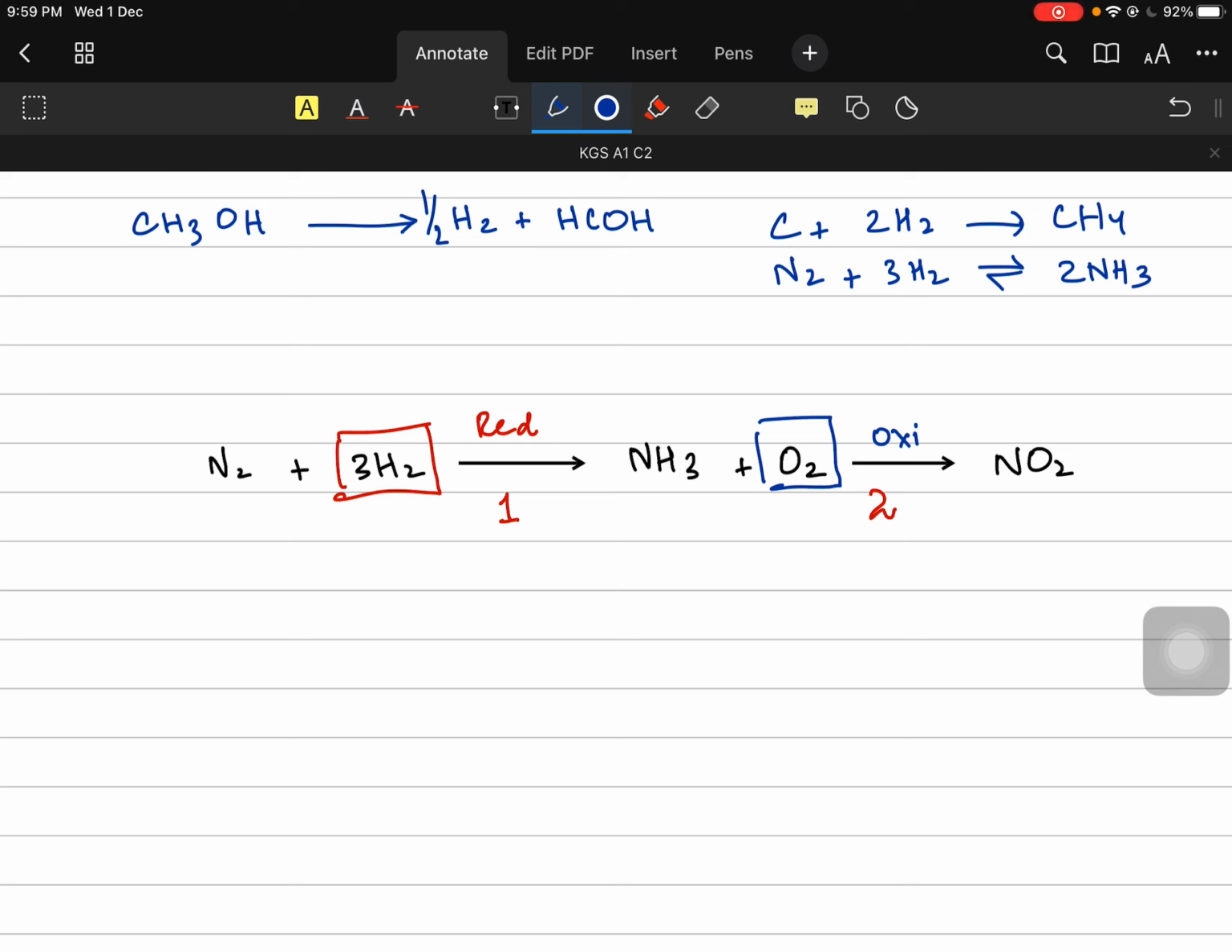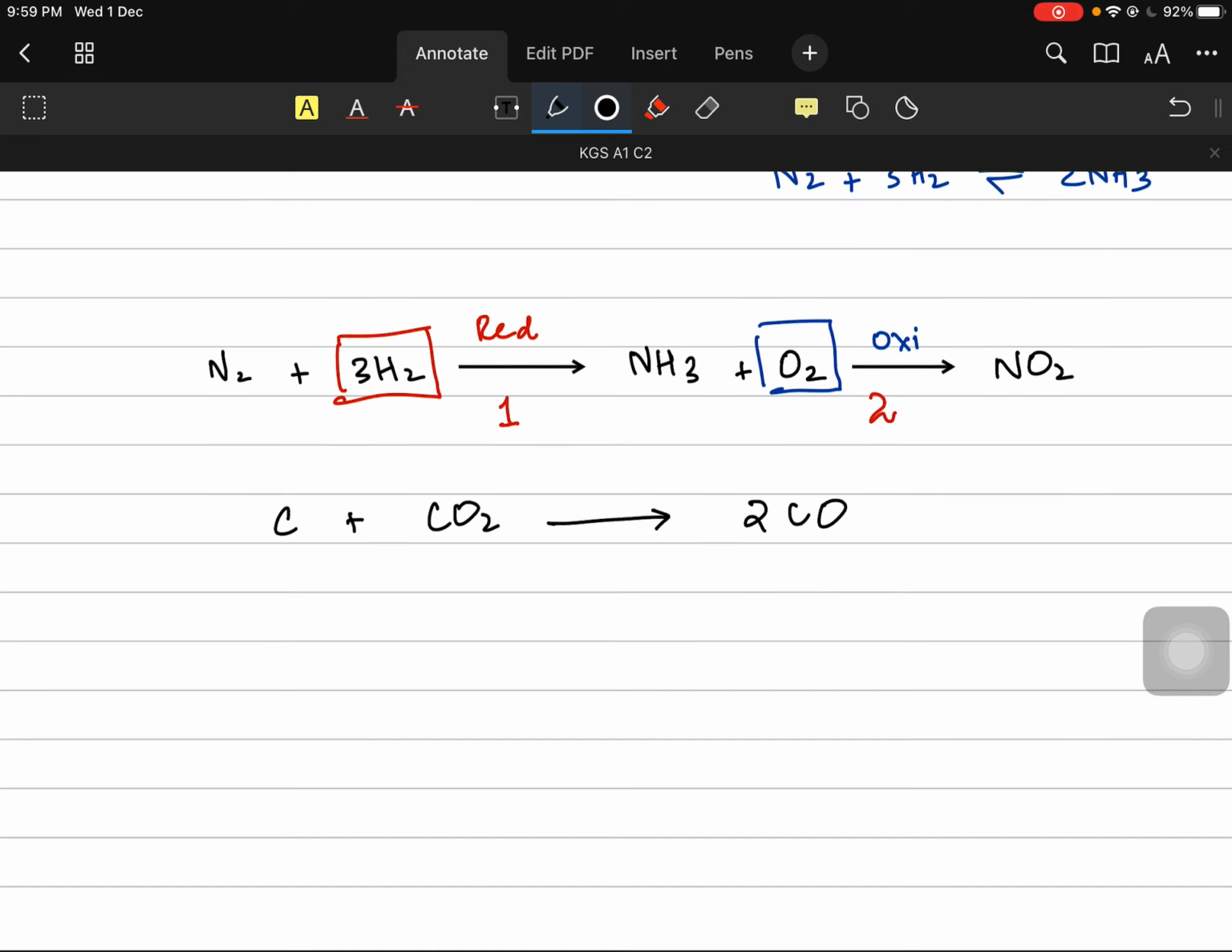Oxygen reacts, that's oxidation. For example, carbon reacts with carbon dioxide to give you 2 molecules of carbon monoxide. Now to make this equation simpler, I'm going to write it another way. Carbon reacts with carbon dioxide. I'll put a very clean arrow around it.